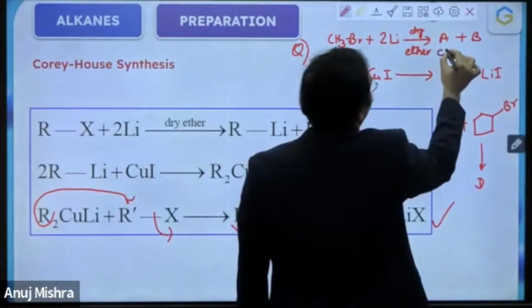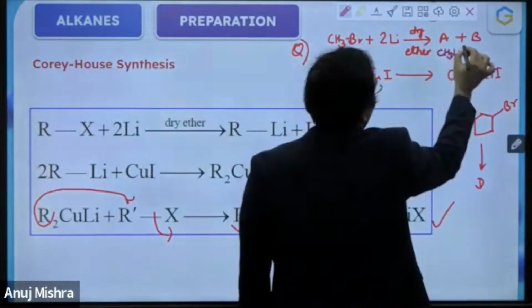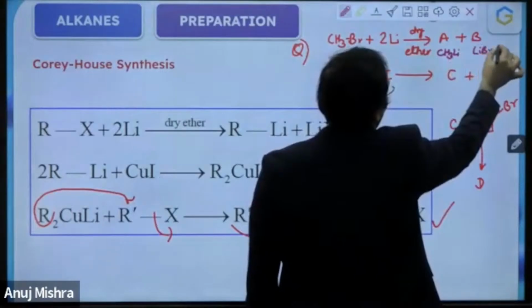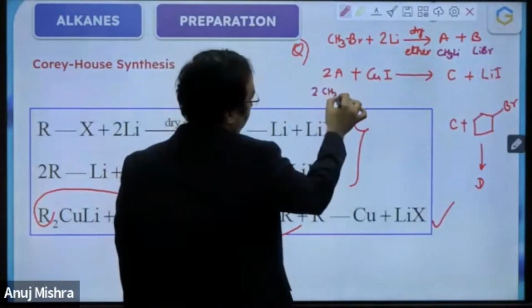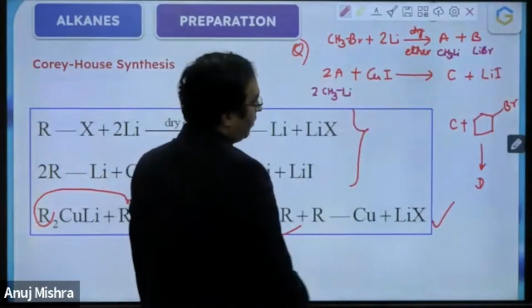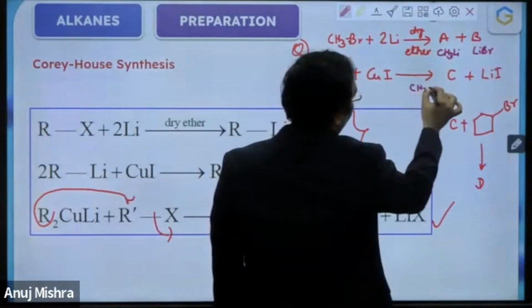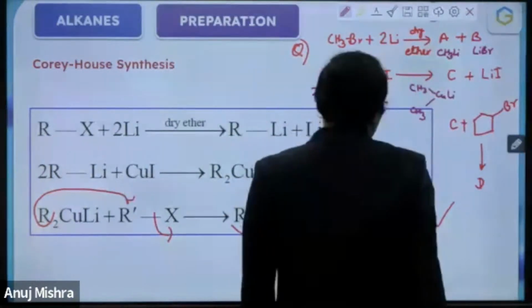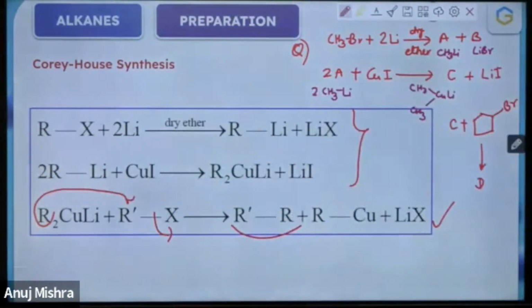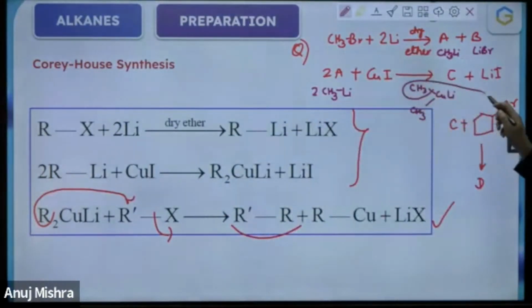So A is what? CH3Li. B is LiBr. C will be (CH3)2CuLi. Yeah, so (CH3)2Cu. Correct. And D will be... This attacks your Br. Cyclopentane.